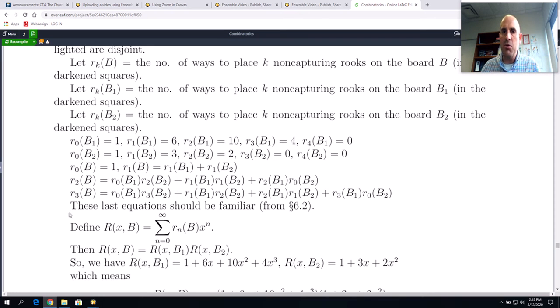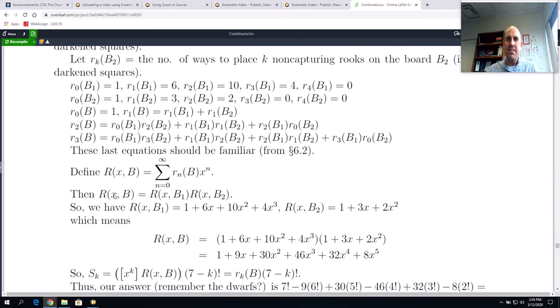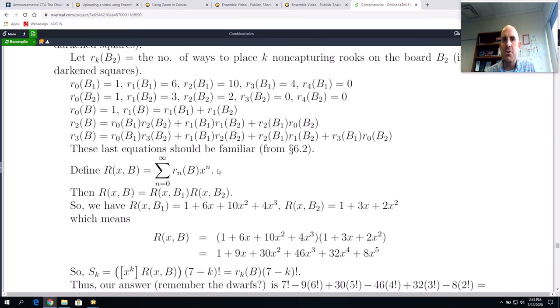And that is exactly what we're going to do. We create this thing right here. Okay, this is a big deal. We call this the rook polynomial for a board, capital R of x, B. Here x is the variable, kind of like the generating function variable, and B is the board in question. Then you just sum n going from 0 to infinity, r sub n of B, x to the n. It's a generating function for the rook numbers. We call this the rook polynomial for this board.